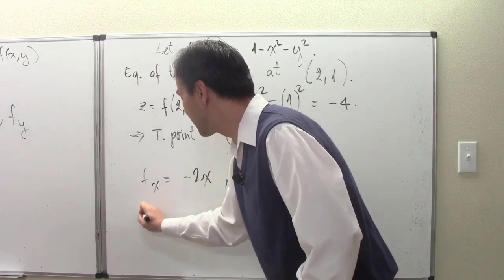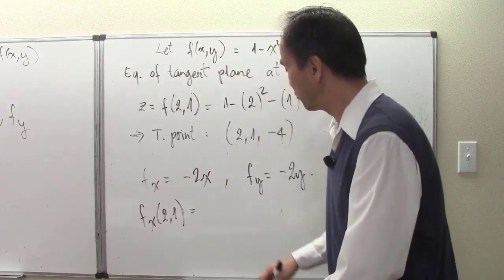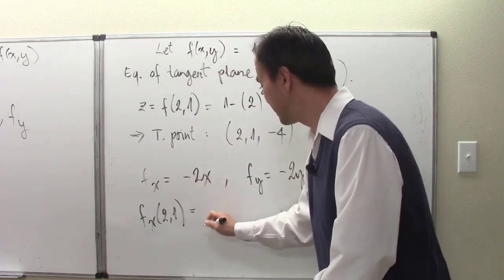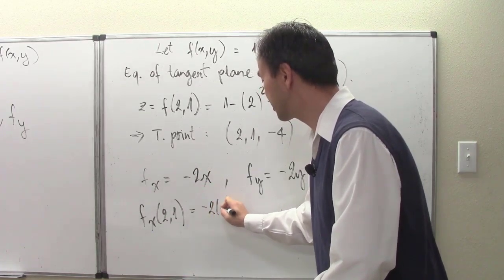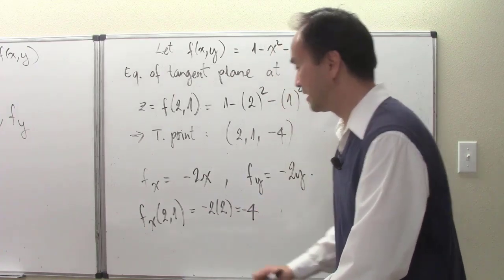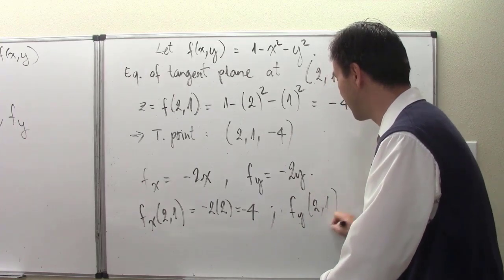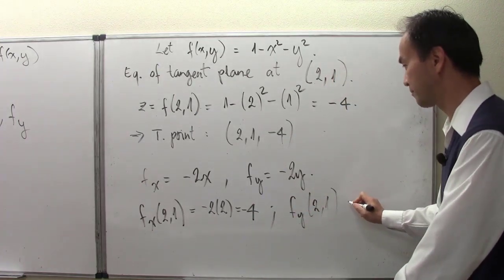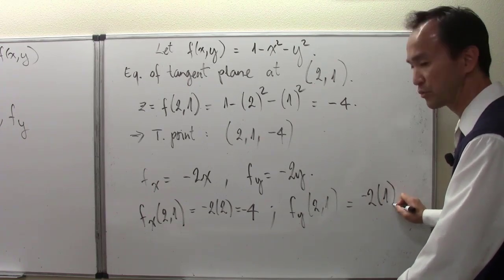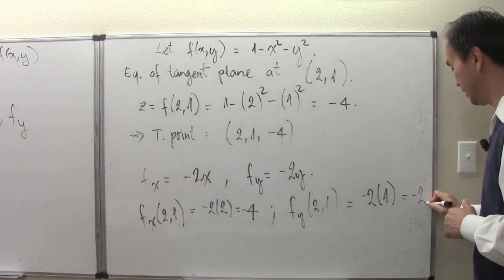So f sub x at (2, 1) will be, I'm going to take this pair of values and substitute that into my f sub x. That gives me minus 2 times 2 for x, that's minus 4. Okay, and I'm also going to calculate f sub y at (2, 1), which gives me minus 2 times 1, which is negative 2.